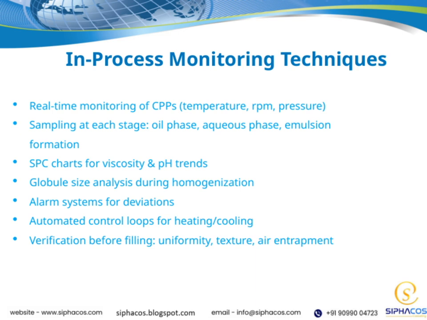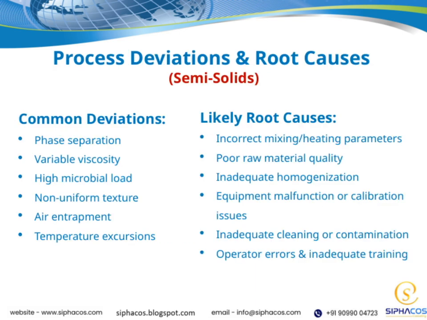All of these in-process monitoring techniques come together to form a robust control strategy. They enable us to produce consistent, high-quality products efficiently, aligning perfectly with our overall goal of process excellence. When we look at the likely root causes behind these process deviations in semi-solids, there are several key factors to consider. First, incorrect mixing or heating parameters can really throw off the entire process, leading to inconsistencies.